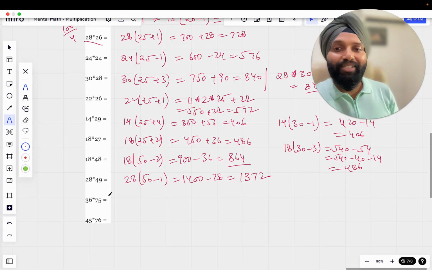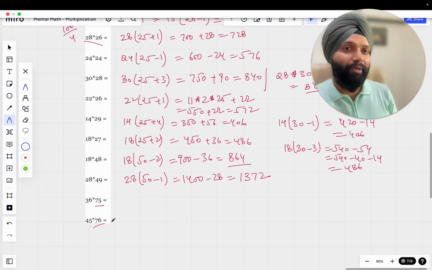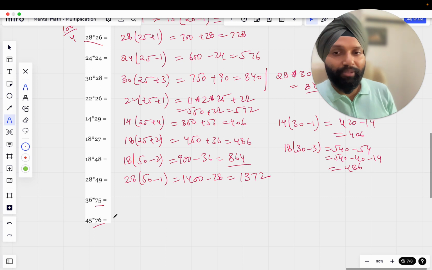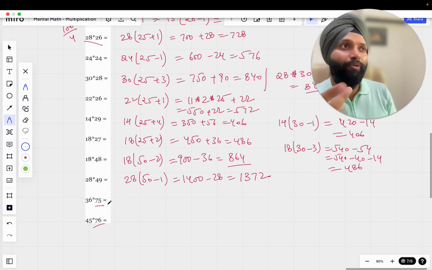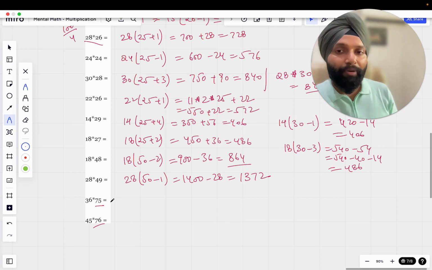Okay, so similarly, when you're dealing with exact multiples of 75 or numbers around 75, then you can think of 75 as 3 by 4th of 100, or you can see it as 300 by 4. So now if you look at it that way, it becomes 36 into 300 by 4, which is just 9 into 3, which is 2700.